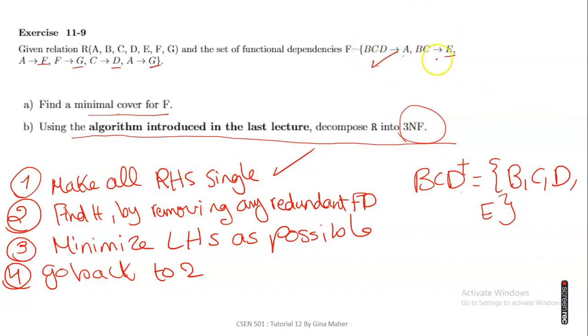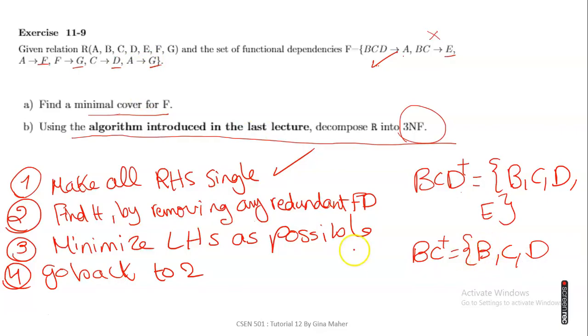It's not redundant. BC implies E. Let's get the closure of BC. BC. First, BCD implies A. We cannot add the A because we don't have D. Remove this one till we check. A is not there, so we cannot add F. F is not there, we cannot add G. C is there, so we can add D. A is not there, so we cannot add G.